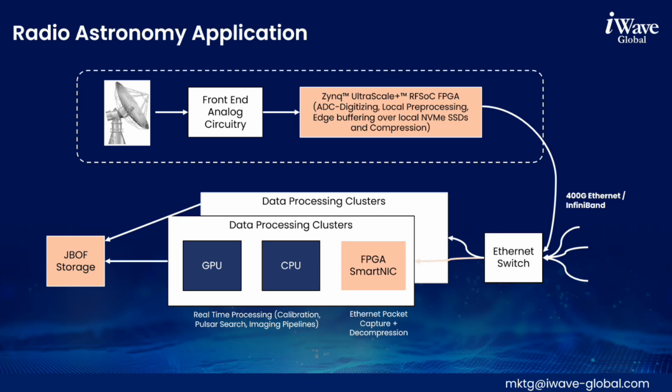And GPUs are used mainly for the processing of the data, the image data that is captured from the cosmic signals. The RFSoC and the FPGA SmartNIC do not replace the GPUs, but they offload some of the tasks from the GPU to the RFSoC board.